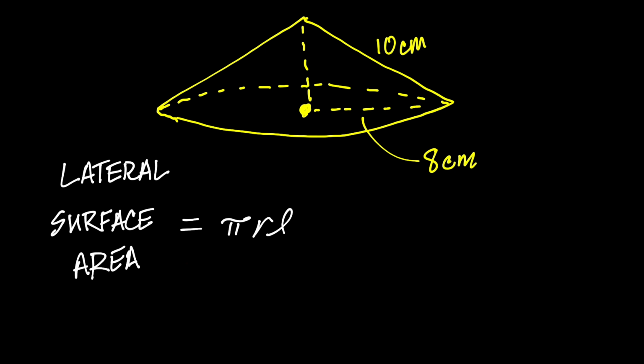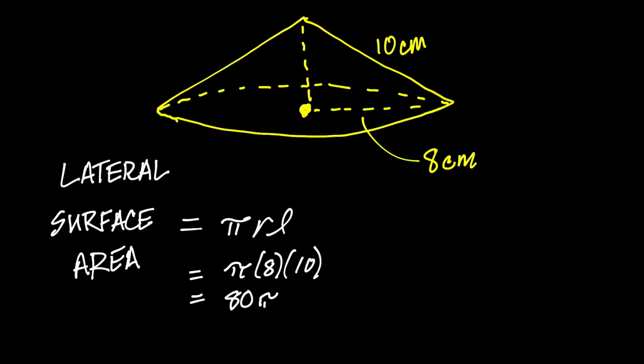So let's figure out the exact answer first. That would give me pi times the radius. The radius is listed as 8. So this piece of the puzzle is 8. The next thing I need is the slant height, which is the distance from here to here. Going from here to here, we see 10 centimeters. So multiply that by 10. When all of that gets multiplied together, it becomes 80 times pi.